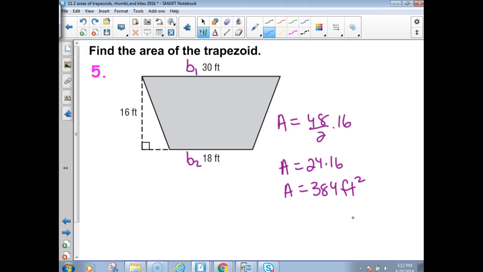I'll just say it the way it's, because I'm the teacher, I'm saying square feet. I know why you guys are saying feet squared, right? Because that's how you write it, and that's perfectly fine to say it like that, at least for you guys.